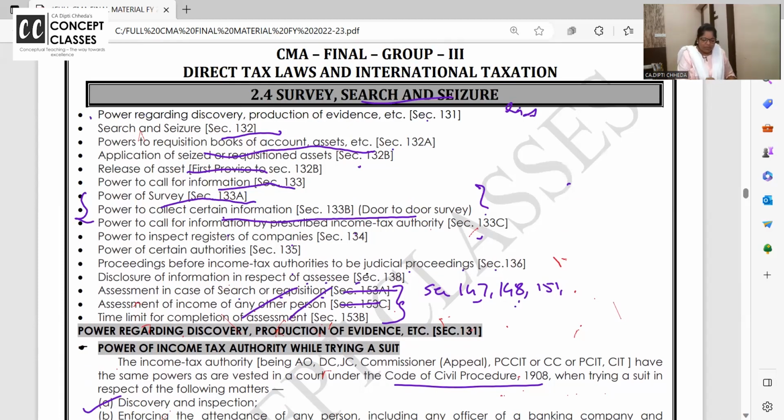Now, before we start this topic, search, survey and all: what is the section for search? 132. We are going to do survey, that is 133A. And door to door, when they go to shops and collect the information, that is called 133B, power to collect information. So these are the different sections.